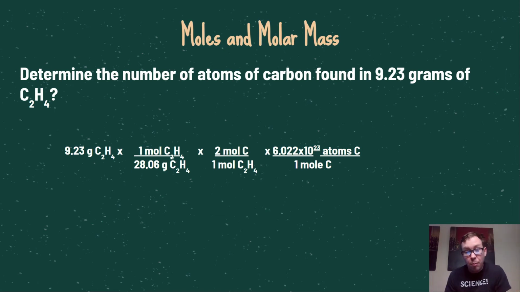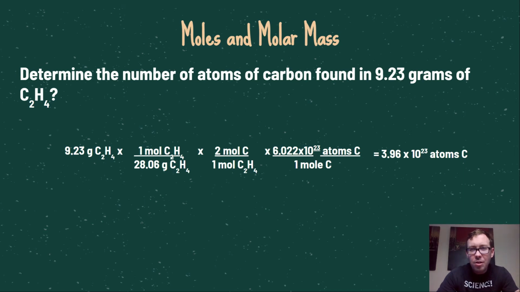Now I'm going to do what I talked about previously and find the individual moles of carbon for however many moles of C2H4. So for every 1 mole of C2H4, because the subscript of carbon is 2, I can say that there are 2 moles of carbon for every 1 mole of C2H4. And then based on Avogadro's number, which is 1 mole equal to 6.022 times 10 to the 23rd atoms of carbon, I can then determine the number of atoms of carbon that is found in that.